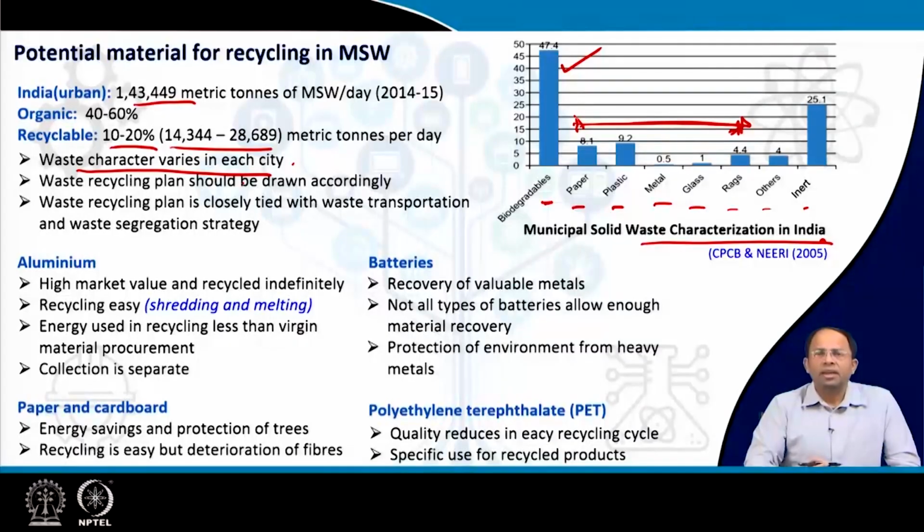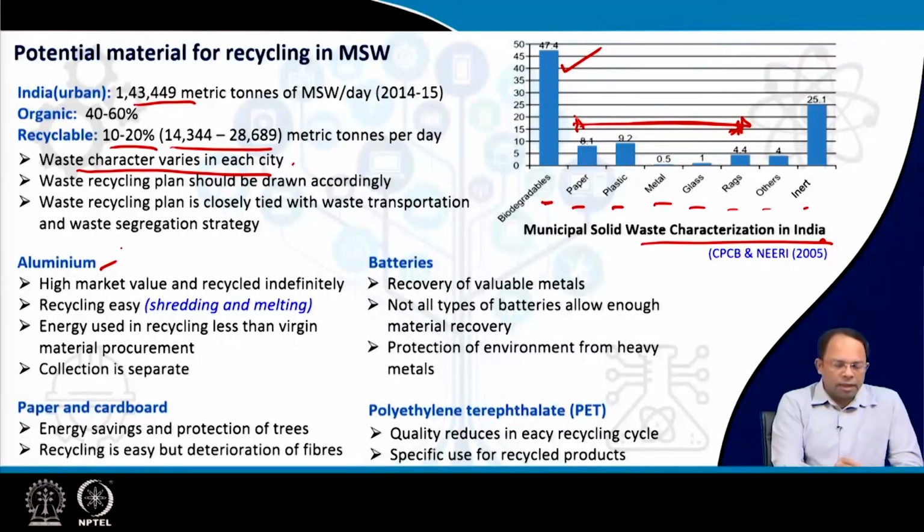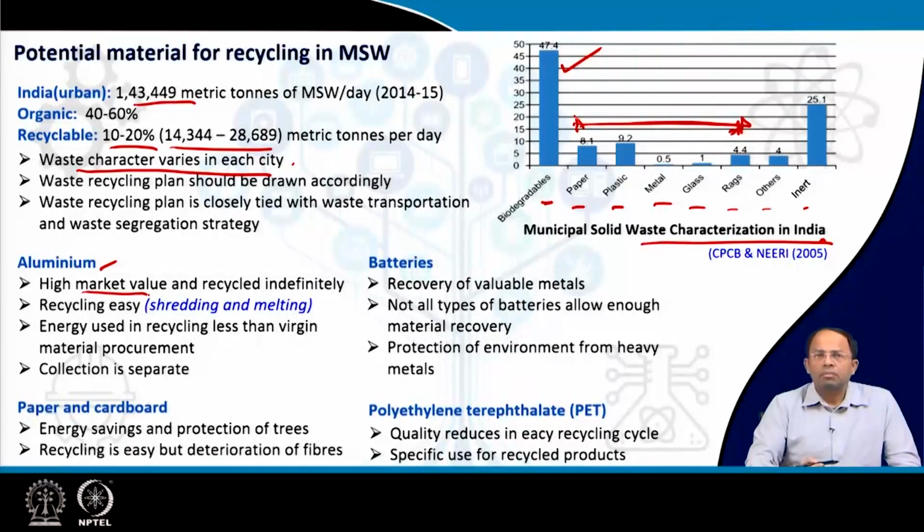Now, coming to the different types of items that are available in municipal waste and how we can recycle them. For example, aluminium is there. It has got quite a bit of market value, and we can keep on recycling it indefinitely. That means we can first shred it and then keep on melting it, and whenever we melt it, it returns back to its original quality and specifications, right? So we can keep on recycling it.